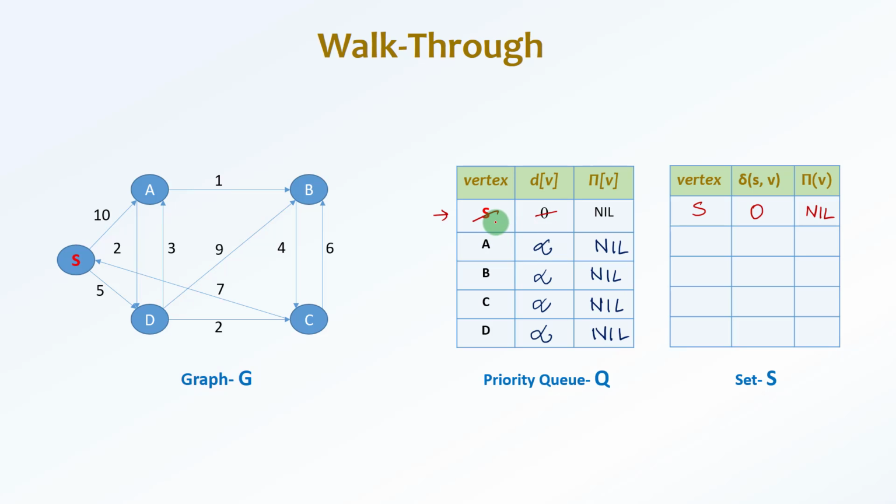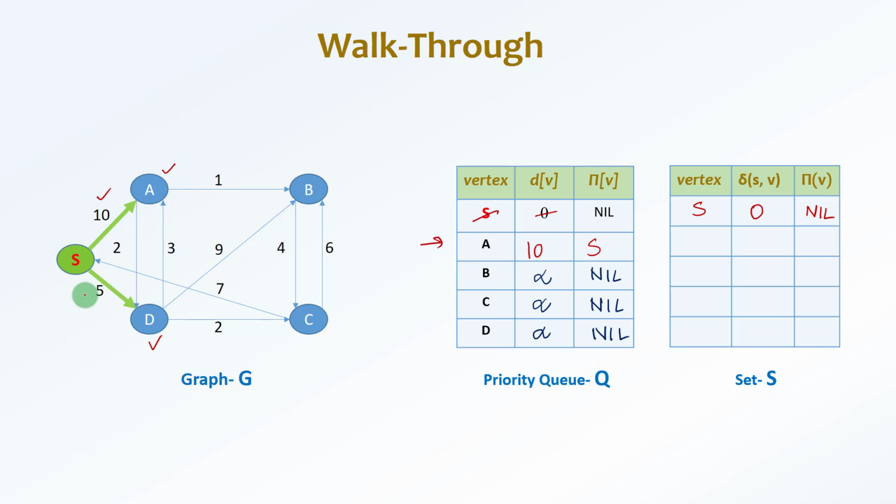After extracting S, we are going to explore the neighborhood vertices of S. Here A and D are the two neighbor vertices of S. Now we are going to relax these two vertices A and D. Let us first consider the node A, and we are going to relax the node A where SA is 10. So the distance from the source node to the node A is 10 here, and the currently stored distance is infinity. So we are going to update the distance to 10 and also update the parent vertex as S.